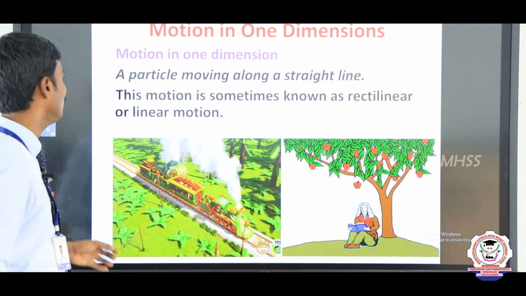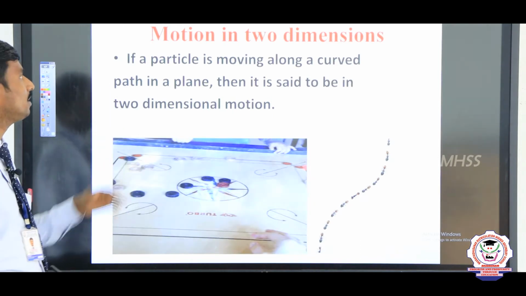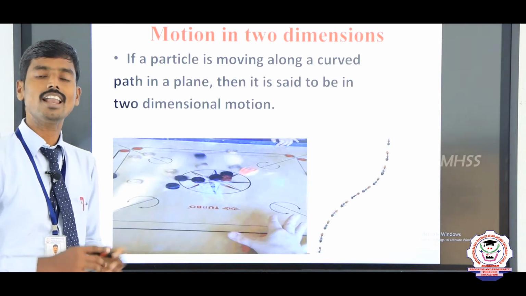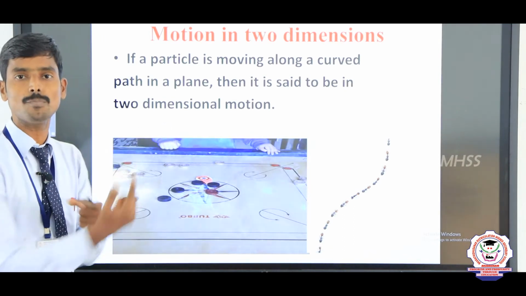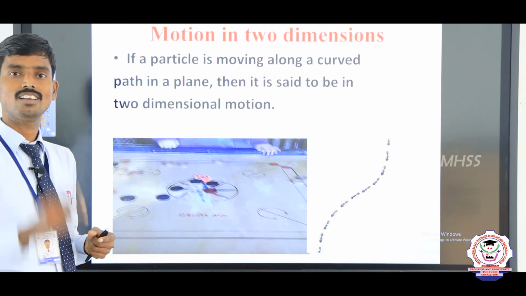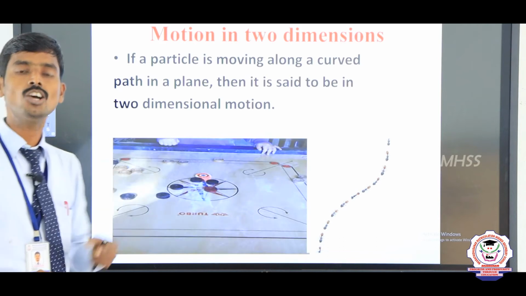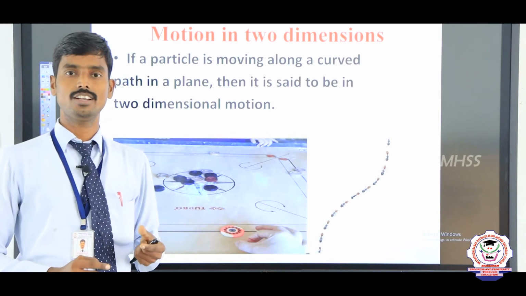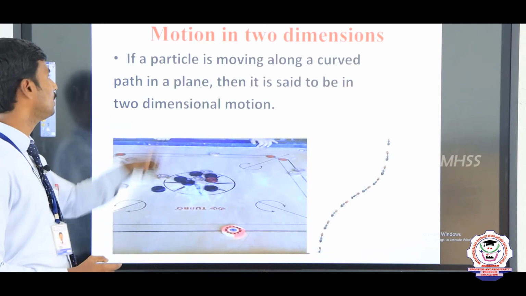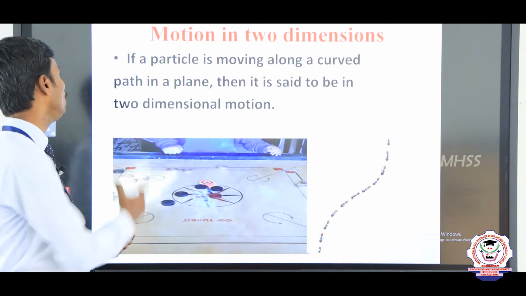The next one is motion in two dimensions. Listen here, second topic, motion in two dimensions. A particle moves along a curved surface or curved path, and it covers two directions, or two coordinates: x coordinate and y coordinate. So this is two-dimensional motion. If a particle moves along a curved path in a plane, then it is said to be two-dimensional motion.